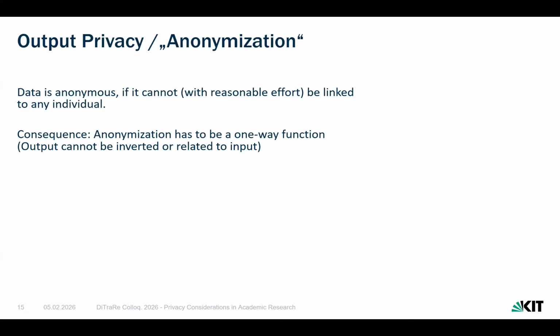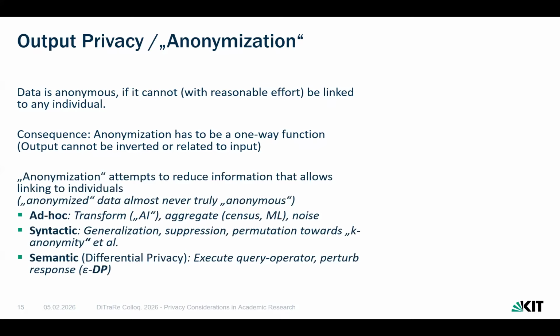Okay, so here we said that data is anonymous if it cannot be linked to any individual. The consequence, of course, is that anonymization has to be a one-way function. From a computer science or mathematical perspective, a one-way function is a function where I can take an input and it creates an output that looks somewhat random. And if I have this random-looking output, I cannot invert the function, so I cannot learn which input the data corresponds to. We'll realize in a moment that that is quite important if we think about anonymization.